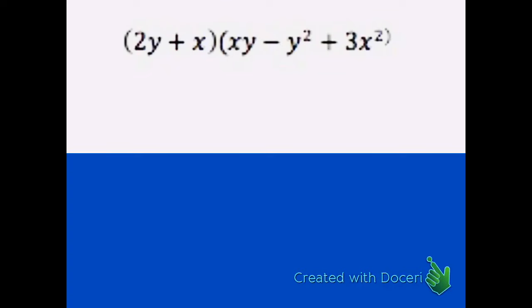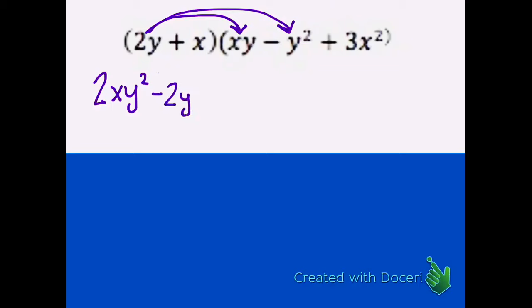All right, so we want to make sure we're multiplying every term by every term. So I'm multiplying my 2y times xy. That's going to give me a 2xy squared. Multiplying 2y times the negative y squared is going to give me negative 2y to the third. Multiplying the 2y times 3x squared gives me 6x squared y.